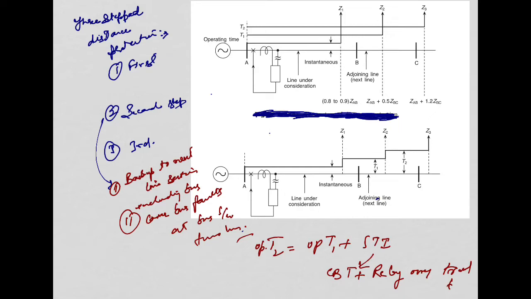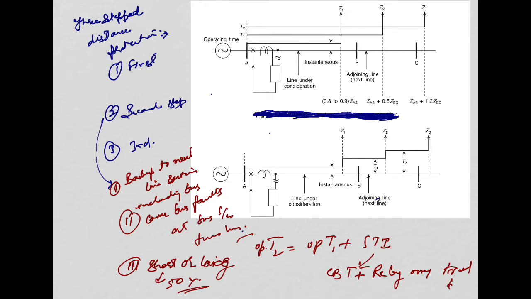So when there is more than one adjoining line, let us suppose that we have two adjoining lines: one is the short line and one is the long line. The second step should extend to 50% of the shortest line. If it is set to reach 50% of the longest line, in that case there is a loss of selectivity with the second step.